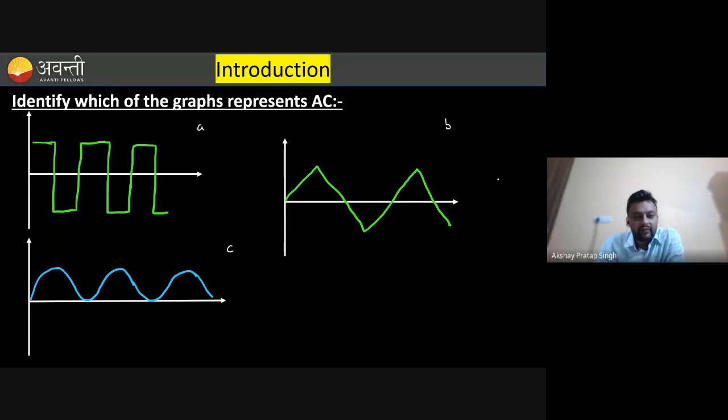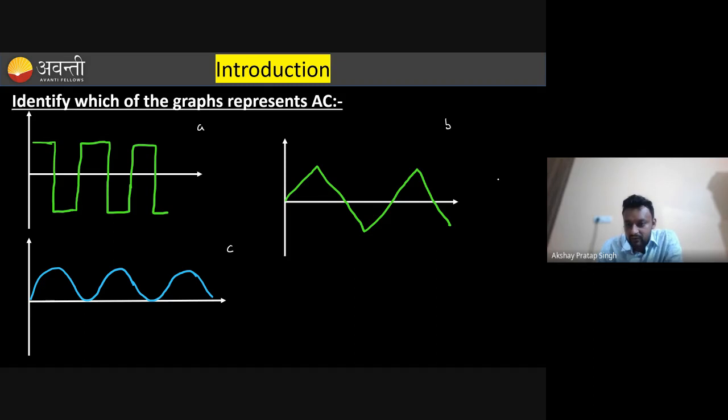Identify which of the graphs represents AC. This is a simple question. What are the two conditions for a graph to be AC? It must be a periodic function, and you can see all of these are periodic functions. The second condition is that it must change its direction or change its polarity.